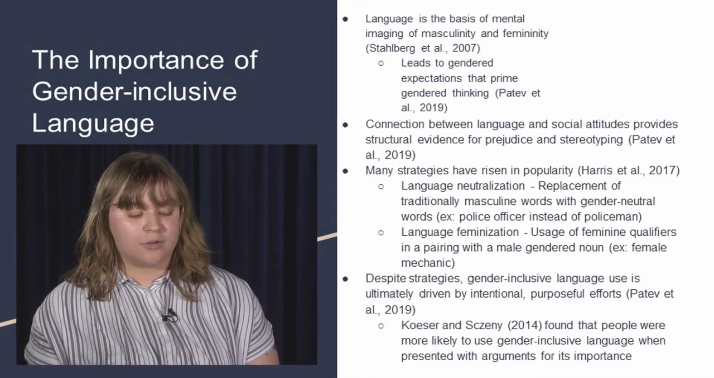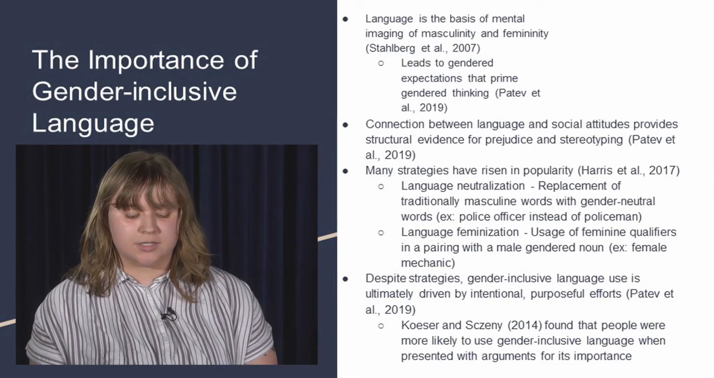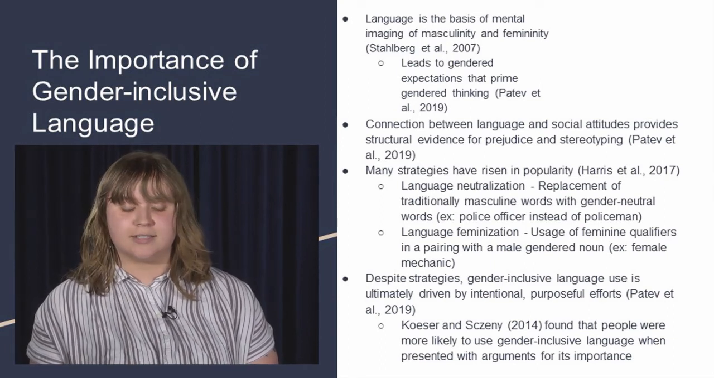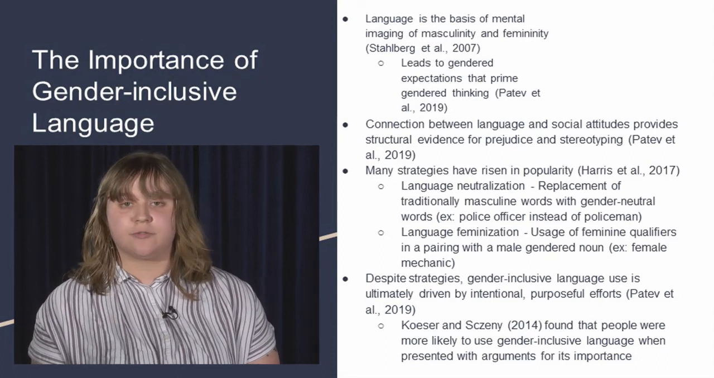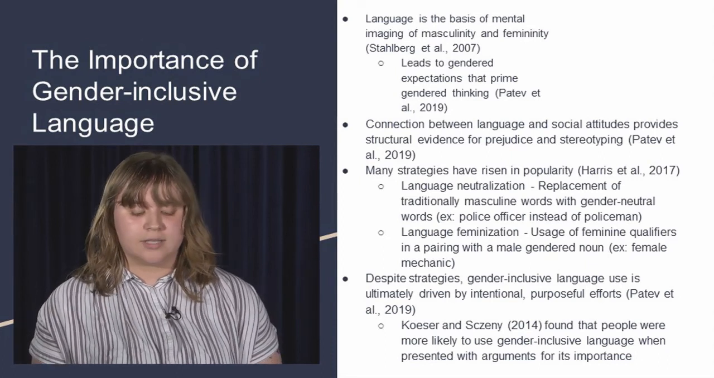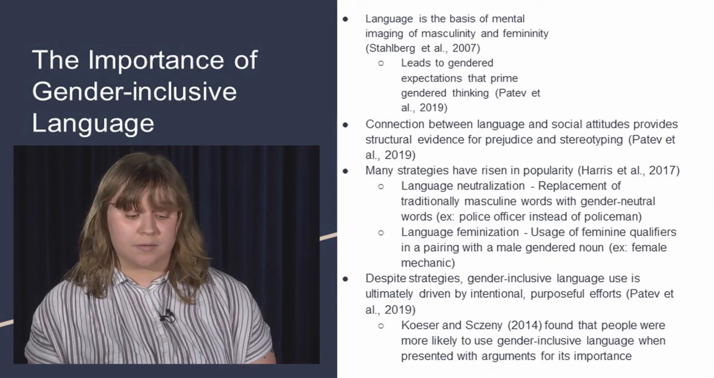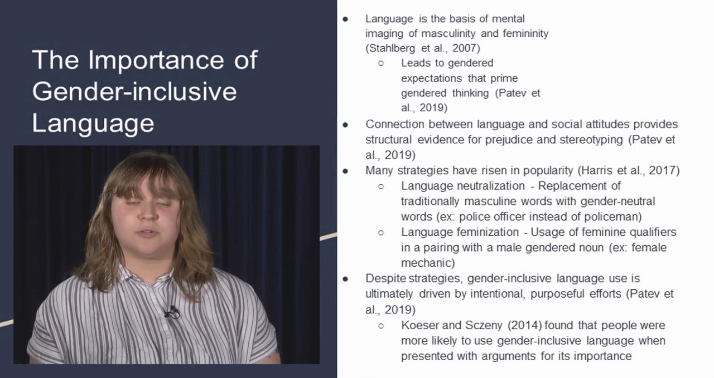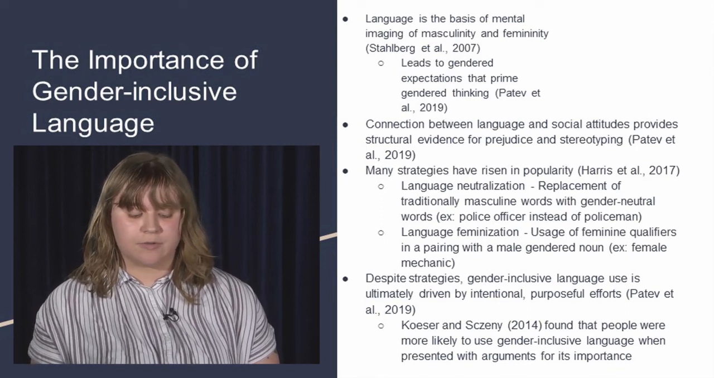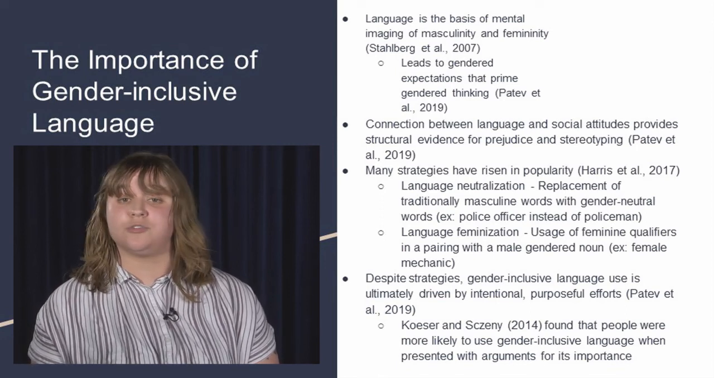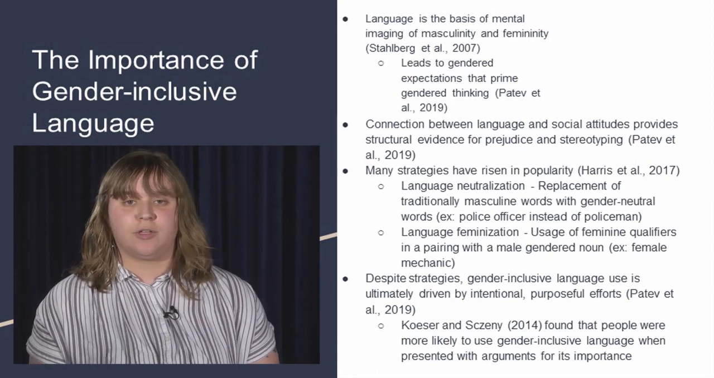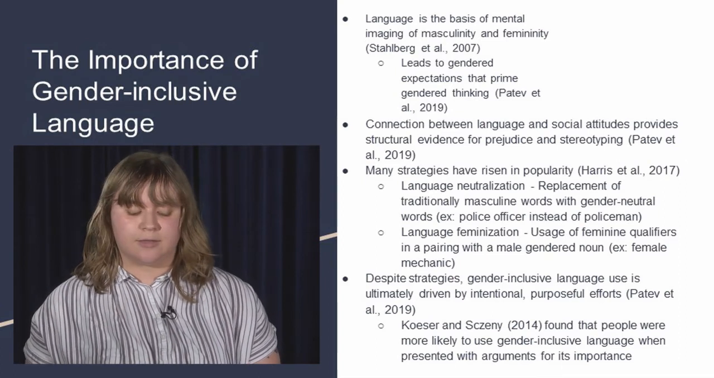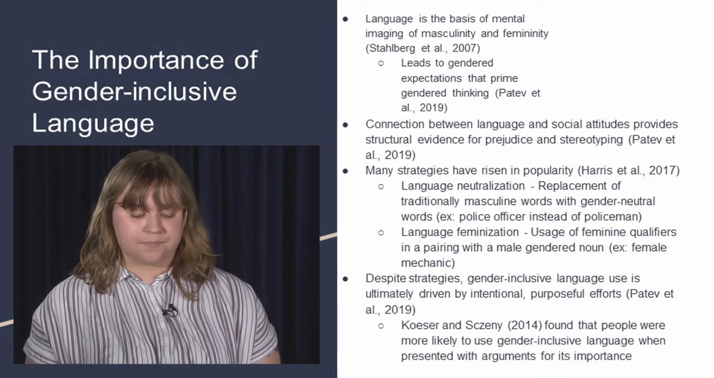One of the most popular is language neutralization, which is the replacement of traditionally masculine words with gender-neutral words. An example of this would be using police officer instead of policeman. Another example would be mail carrier instead of mailman. Another less popular but prominent strategy is language feminization, which is the usage of feminine qualifiers in a pairing with a male gendered noun. So, for example, if someone was referring to their mechanic and they happen to be a woman, you can say female or woman mechanic.